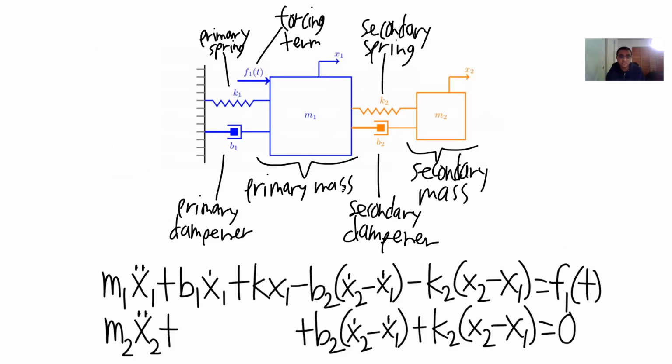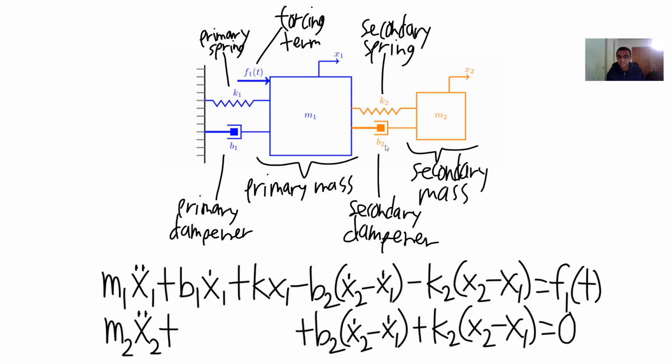You have a primary mass, which is like your building, and a secondary mass, which is what you're using to stabilize the building. On the left, you can think of a wall that isn't fixed. You have a primary spring and a primary damper, and a forcing term. The wind comes along and acts as a forcing term on the primary mass, and the displacement of that mass is represented by x1.